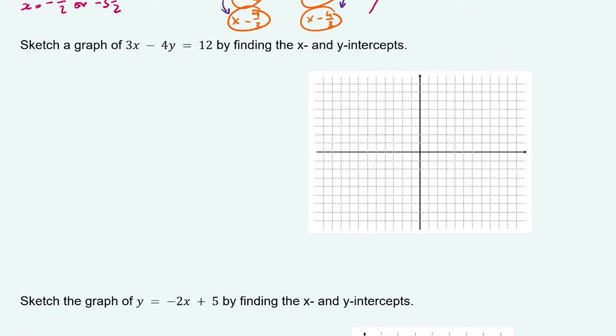Here we've got to sketch a graph by using our intercepts. Sketching a graph by using the intercepts. So first we've got to find them. How do we find them? We substitute in 0 for our values.